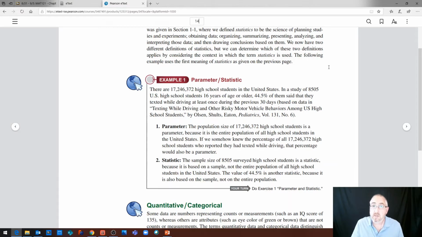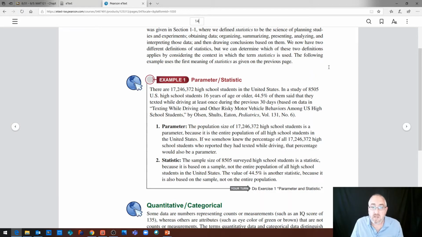Okay, so there's some information. Now let's break it down. The first thing is the parameter. The population size of 17,246,372 high school students is a parameter because it is the entire population of all high school students in the United States. All of that particular group is represented by that 17 million figure. If we somehow knew the percentage of all 17 million high school students who reported that they had texted while driving, that percentage would also be a parameter. So if you're pulling information from a population, you're still dealing with parameters.